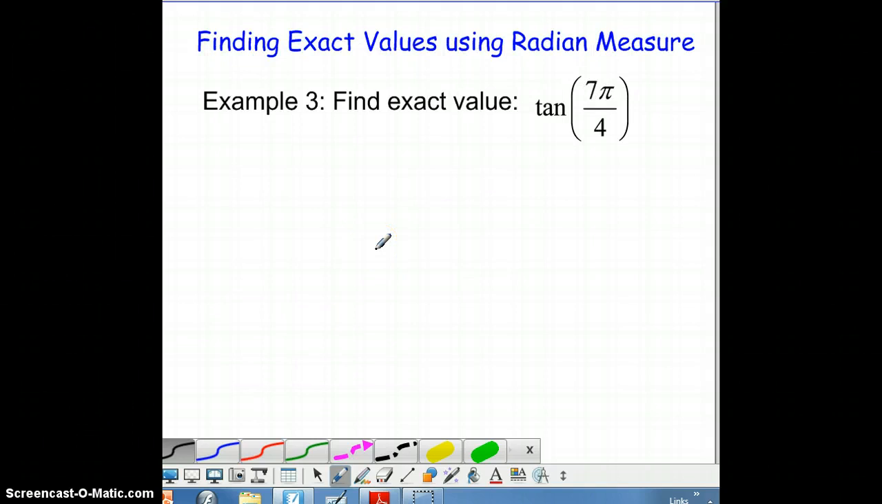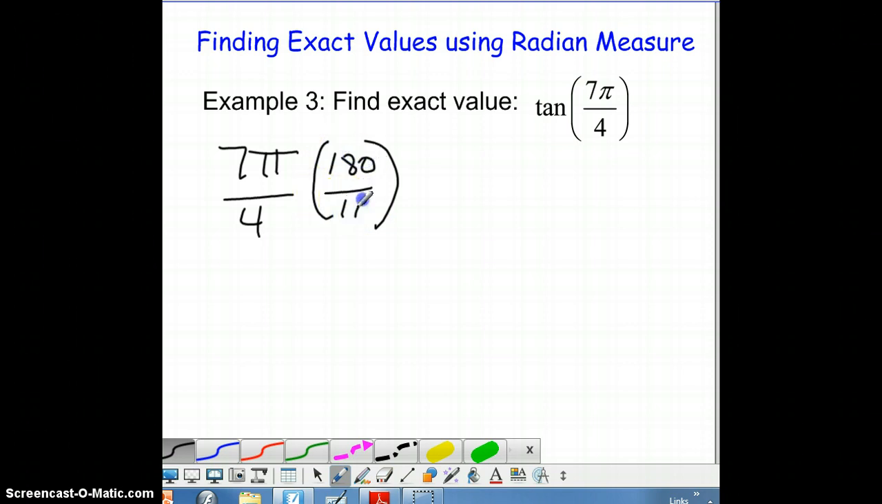And in this example, you're asked to find the exact value of tan of 7 pi over 4. So just like in the previous problems, our first step was to go ahead and convert 7 pi over 4 to degree measure, and we convert 7 pi over 4 to degrees by multiplying by 180 over pi. And in this case, my pi's will cancel. And then I'd have to multiply 7 times 180. I'm going to show this as 2 separate steps, but you don't really need to do this as 2 separate steps.